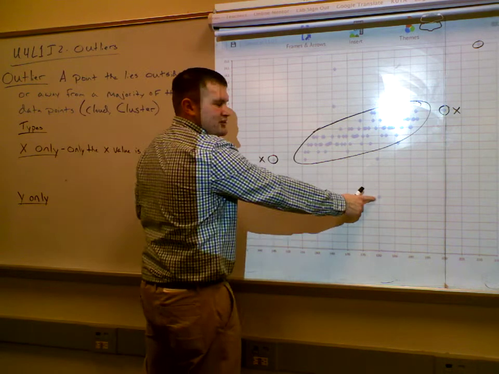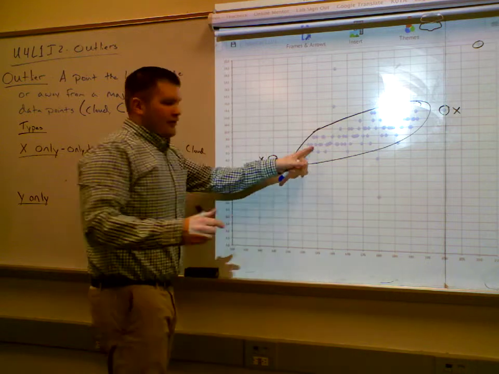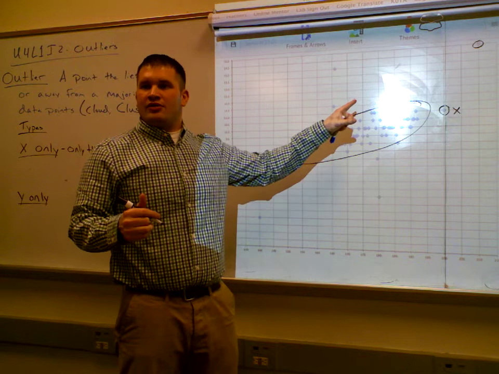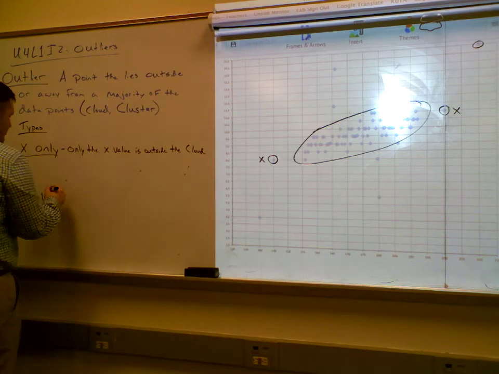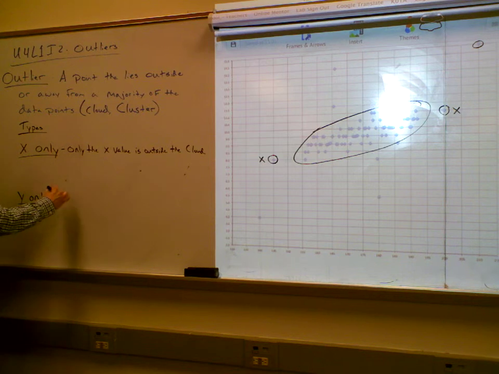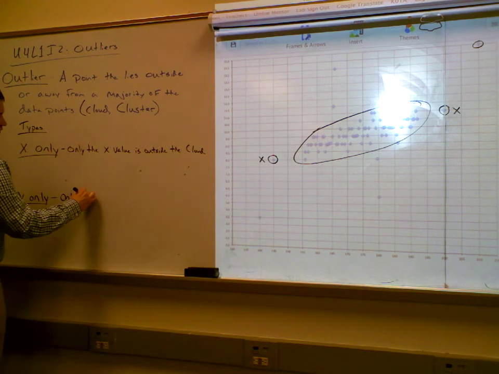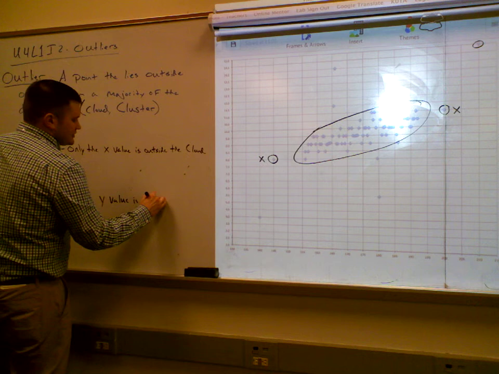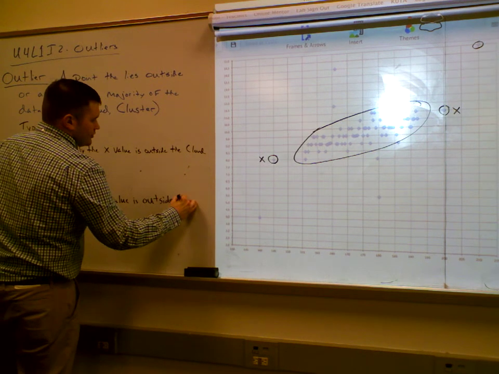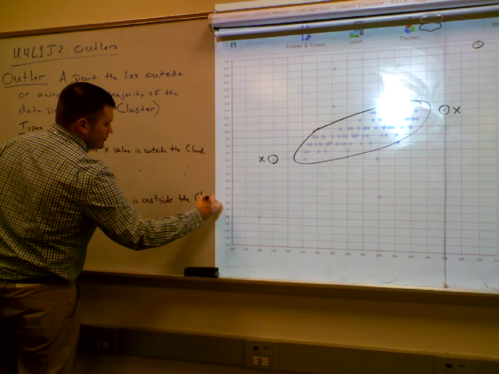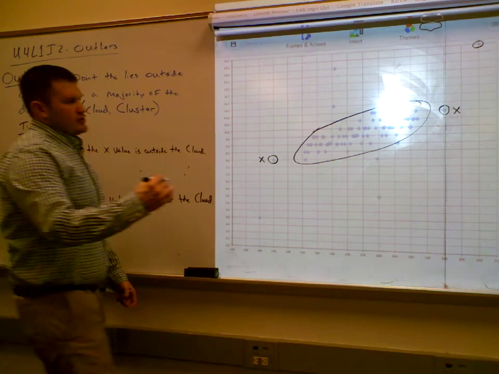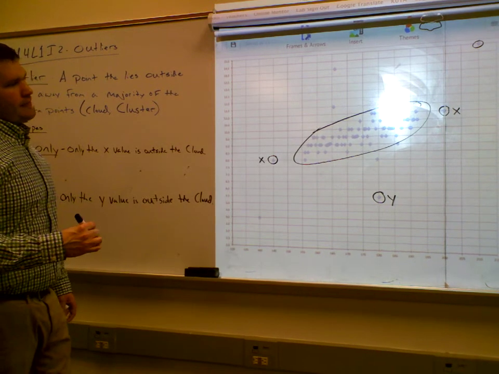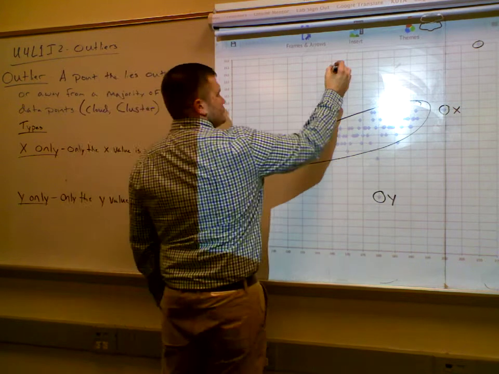This one, someone said this was an X-only. I can move that one left and right all I want. Will it ever end up in the cloud? No. This one I have to move which way? Up. So that means it's a Y-only outlier. A Y-only outlier is an outlier because only the Y value is outside the cloud. So maybe I want to circle this one and call it a Y-only.